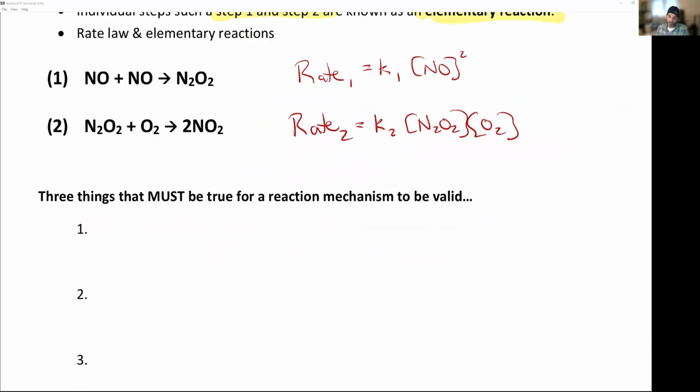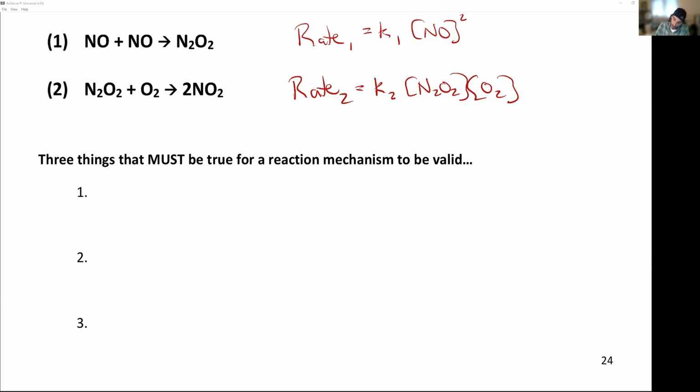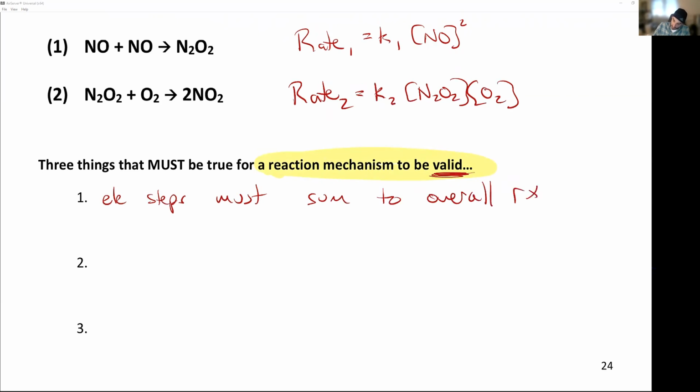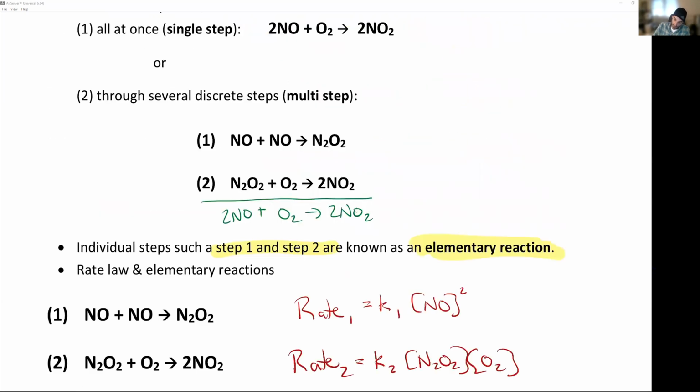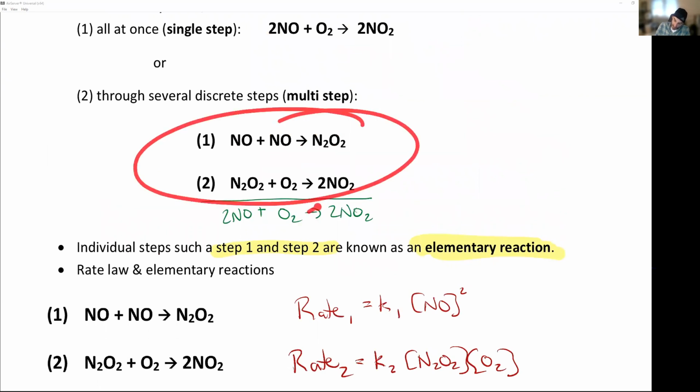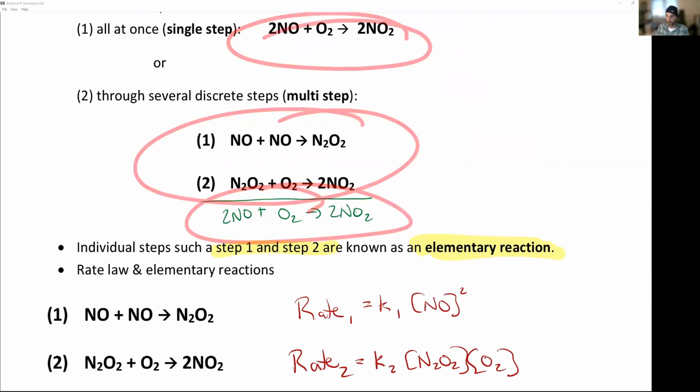There are 3 things we need to see if a reaction mechanism is valid. In order for one of these mechanisms to be valid, we need 3 things. First of all, the elementary steps must sum to the overall reaction. We've already seen this. These 2 combine together to give us this overall reaction. So we're going to say, yeah, that's fine.